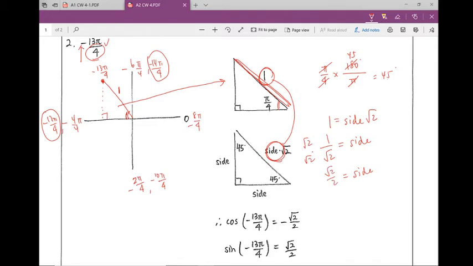So that means this side is now going to be represented by square root of 2 over 2, along with this side as well. Now that means this value is square root of 2 over 2 as my y value, and this value is my x value, but since it's in the negative x-axis, this will be negative.